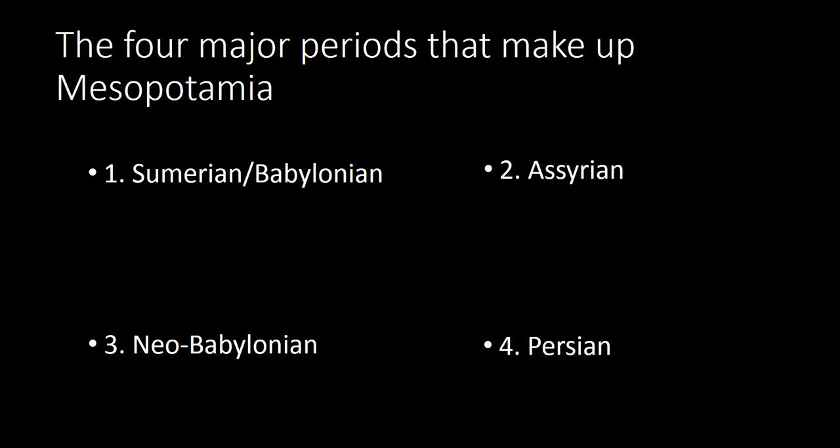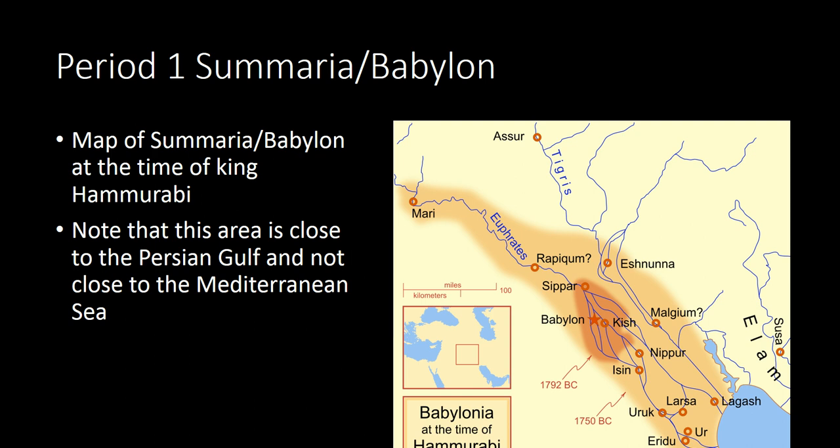Okay? So we left off with the four major periods that make up that region of Mesopotamia, the general area of the Fertile Crescent. So this is a quick map of Sumeria Babylon. Now remember, we're looking at four different time periods, okay? And so what you're going to find is that at different times throughout the evolution of these cultures, it sort of migrates from one area or develops into a different area.